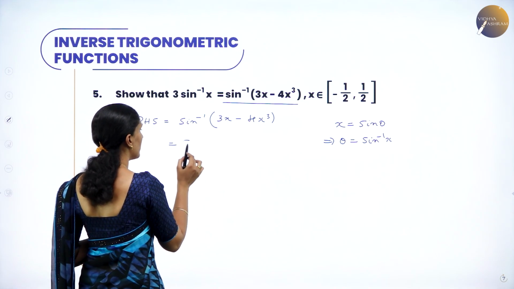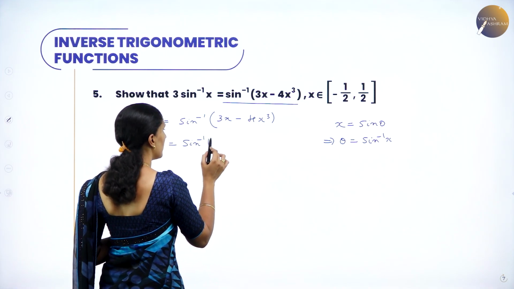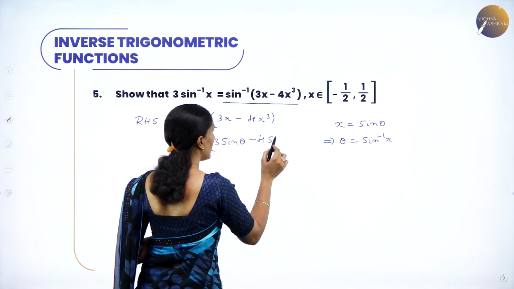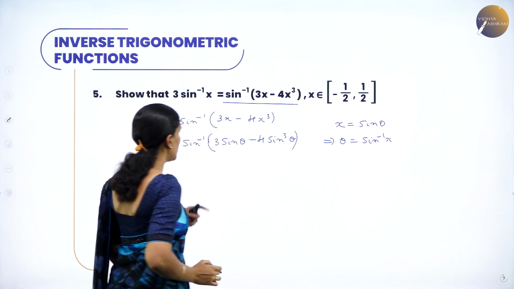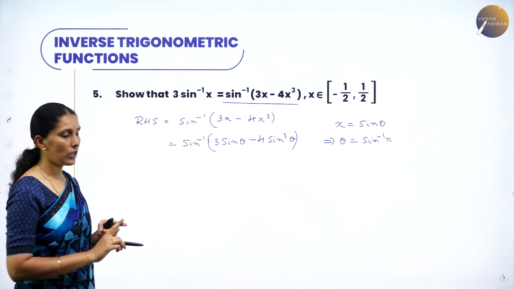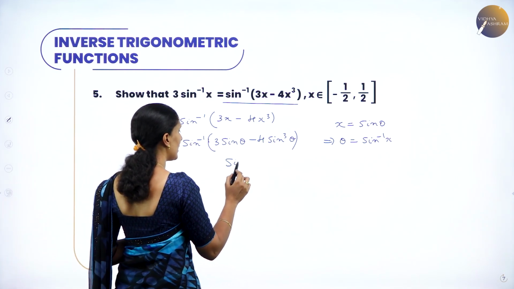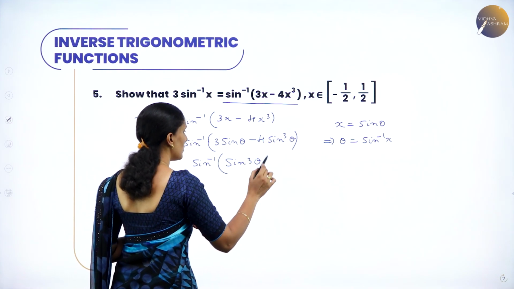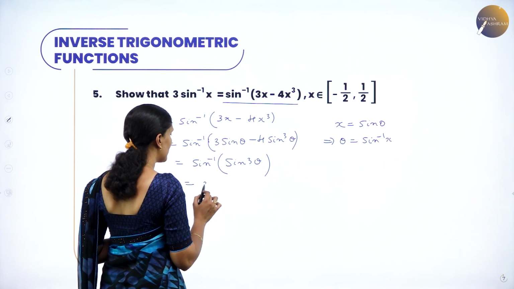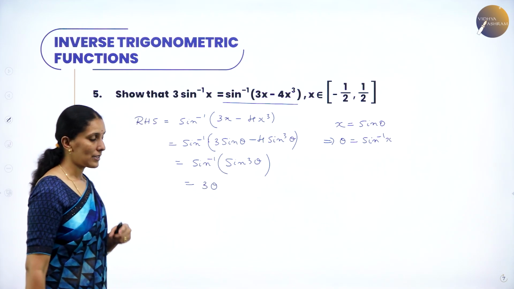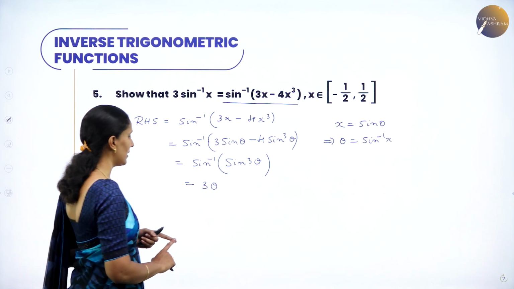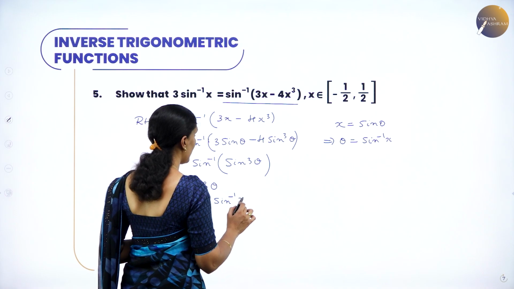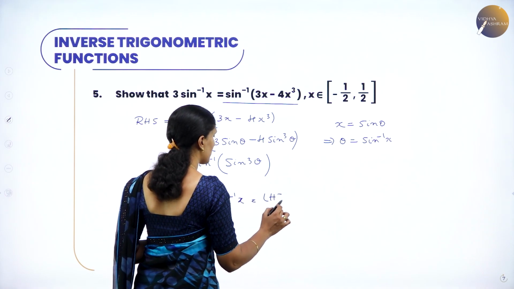Now this becomes sine inverse of 3 sine theta minus 4 sine cube theta. So 3 sine theta minus 4 sine cube theta is your sine 3 theta. Now outside we have sine inverse. So sine inverse of sine 3 theta is 3 theta, which is 3 sine inverse x, which is LHS.